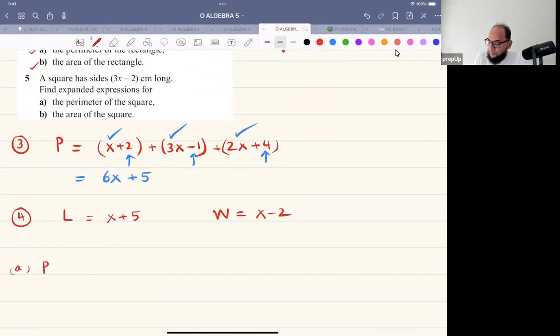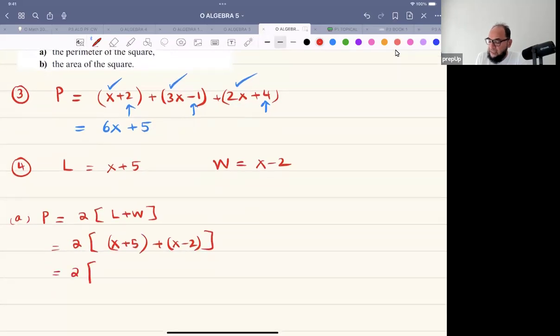If I talk about the perimeter, that is 2 times L plus W. That is 2 times x plus 5 plus x minus 2. First simplify on the inside, then simplify with the outside constant. So x plus x is 2x, 5 minus 2 is 3. Now multiply it out, this is 4x plus 6.